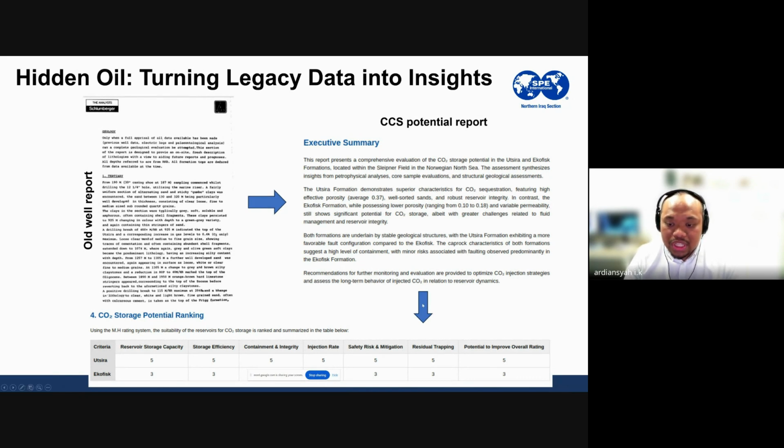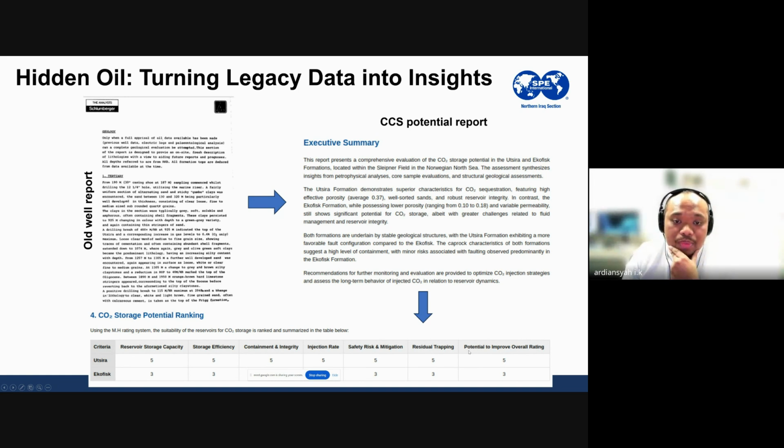And even with this, we can come up with different criteria to rank the potential there, right? For example, we're dealing with two different formations, Utsira and Ecofisk, and you can see how the agent actually tries to extract and gain information from this and give us all this information directly.